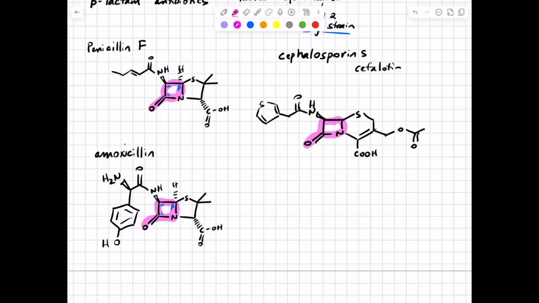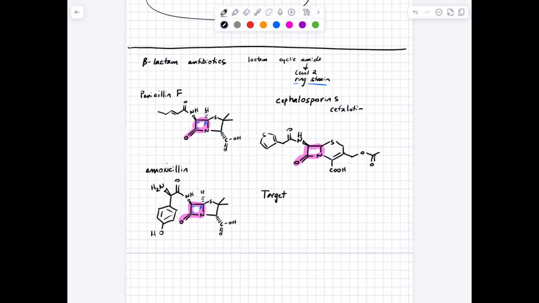All right, so how does that work? What's their target? What do they inhibit? The core structure you will need to remember and recognize is the beta-lactam structure. If you see a molecule that has that structure, chances are it's a beta-lactam antibiotic. I don't need you to memorize the structure of penicillin F or amoxicillin or cephalotin. I don't need you to know the difference between a penicillin versus a cephalosporin versus some other kind, but I do need you to recognize the beta-lactam.